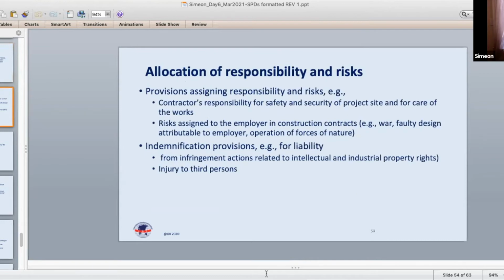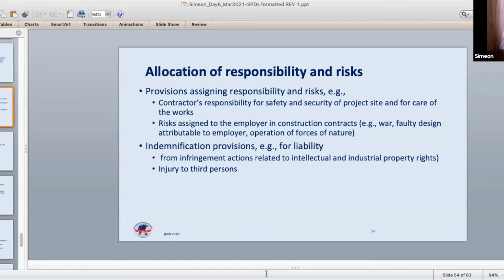Okay, allocation of responsibility and risks. Now we'll be dealing in more detail with the risk issue in the next presentation after this one finishes. But some examples of the risk allocation issue is the one we mentioned yesterday about the price revision clause in a contract, or the price adjustment clause.